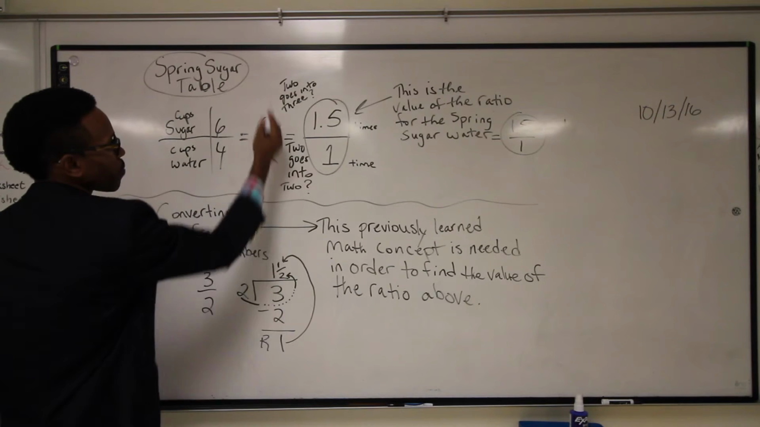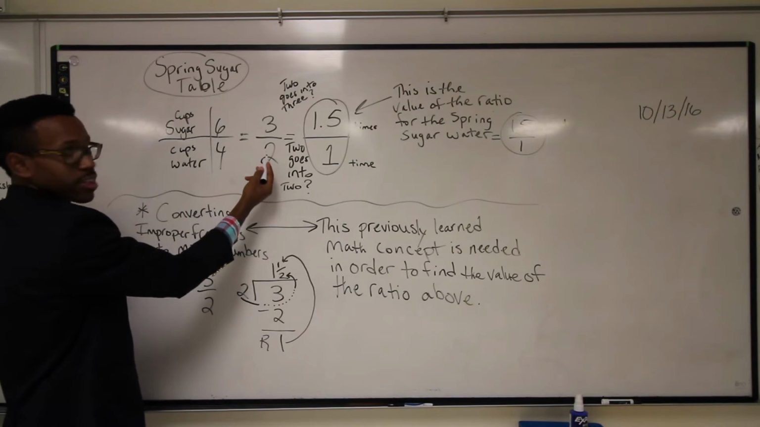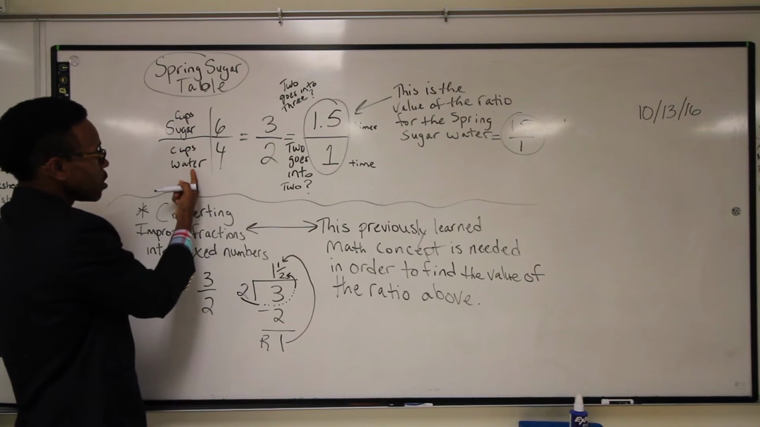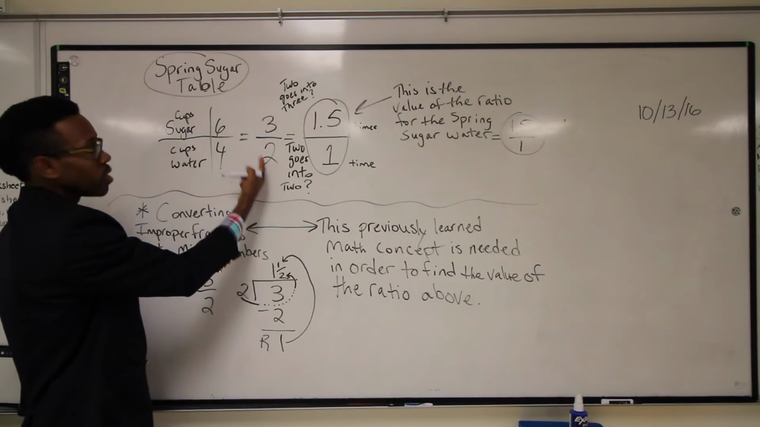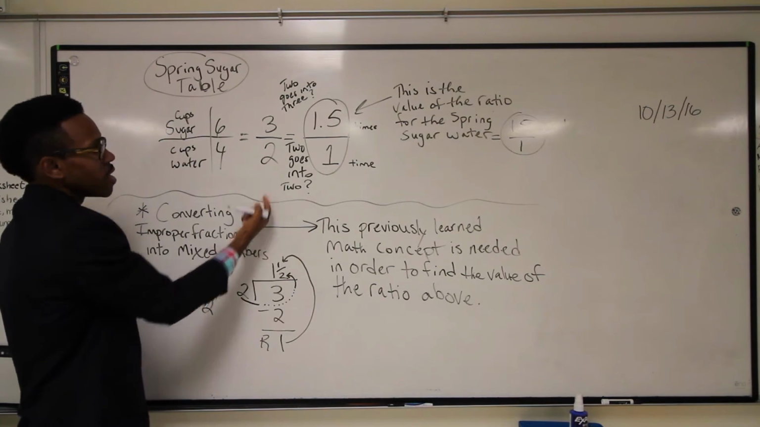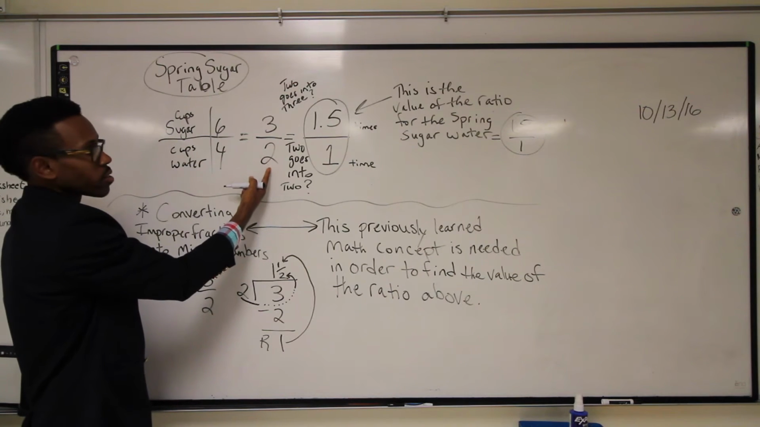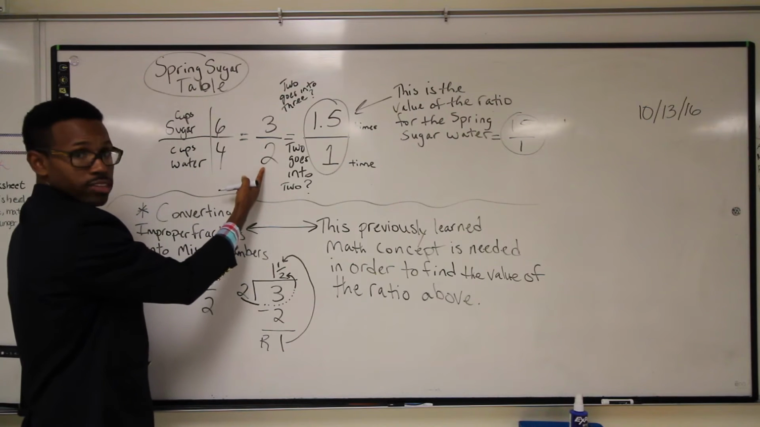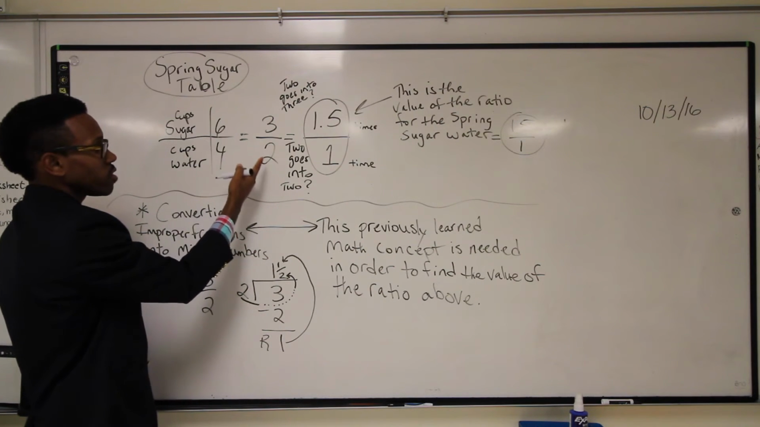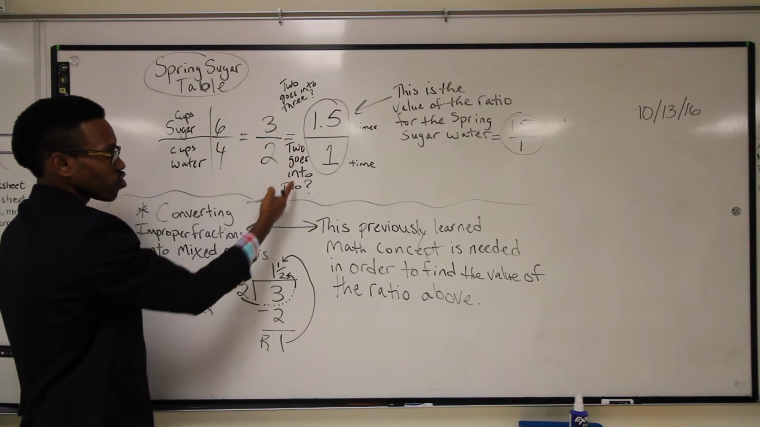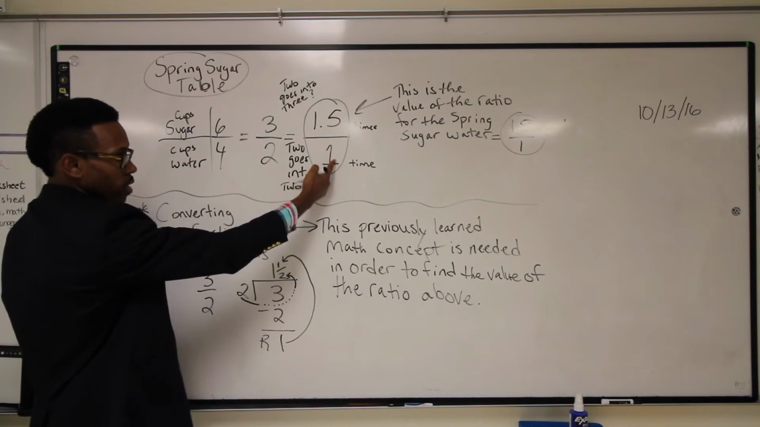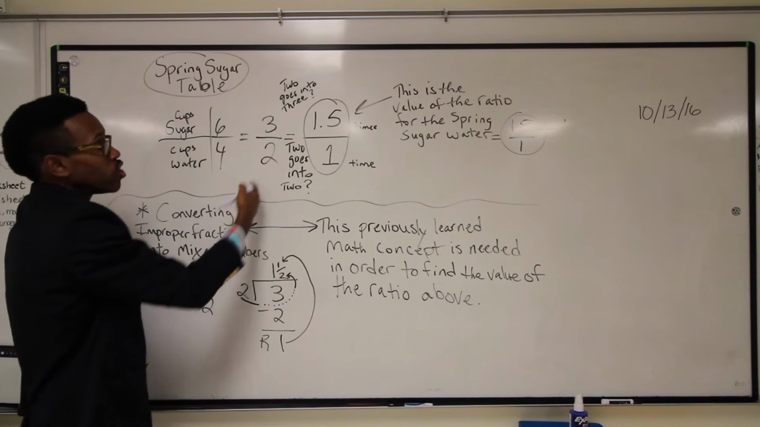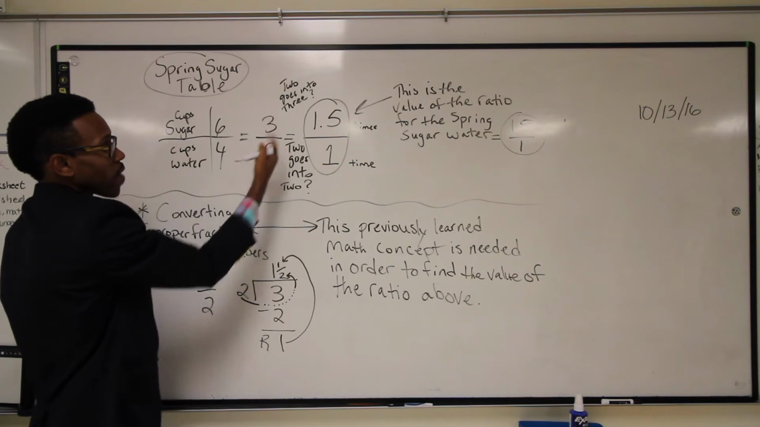I'm going to have to ask myself these 2 questions. I need to get this bottom number here, the denominator, to 1, right? Because I'm trying to find what 1 cup of water is going to be compared to the cups of sugar. What's going to get this 2 to a 1? If I divide this 2 by 2, then I know that's going to get me 1. So 2 goes into 2 how many times? Once. Now if I've done that to this bottom number, I also have to do that to the 3. So what's 3 divided by 2?